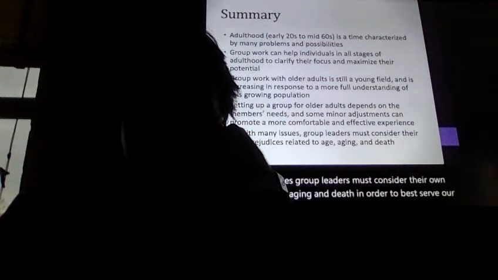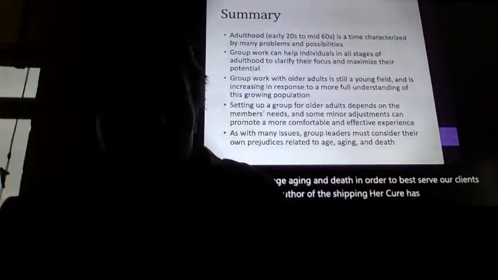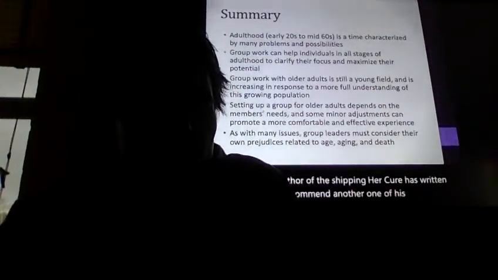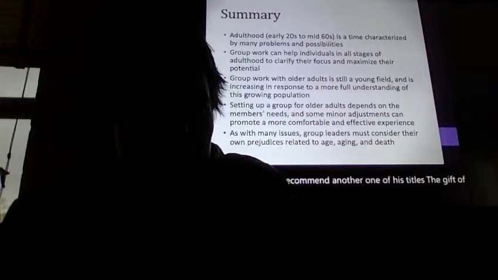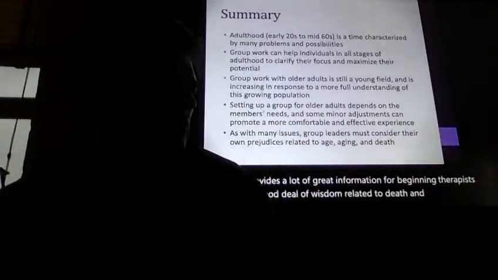Irvin Yalom, who is the author of The Schopenhauer Cure, has written extensively, and I would recommend another one of his titles, The Gift of Therapy, which provides a lot of great information for beginning therapists, and specifically a good deal of wisdom related to death and dying. I encourage you to look it up.